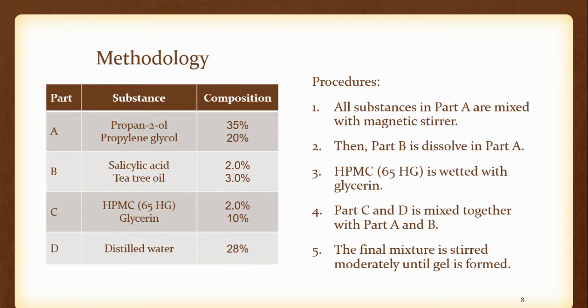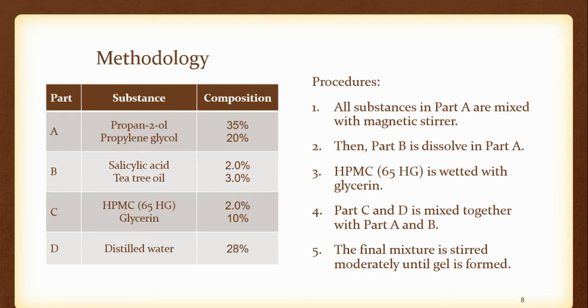And then, the idea is to make tea tree oil in a gel form. This table shows all the substances that are used to make tea tree oil into biofilm in a gel form, and this is the composition for each substance. So, 35% of propanediol with 20% propylene glycol are mixed together.